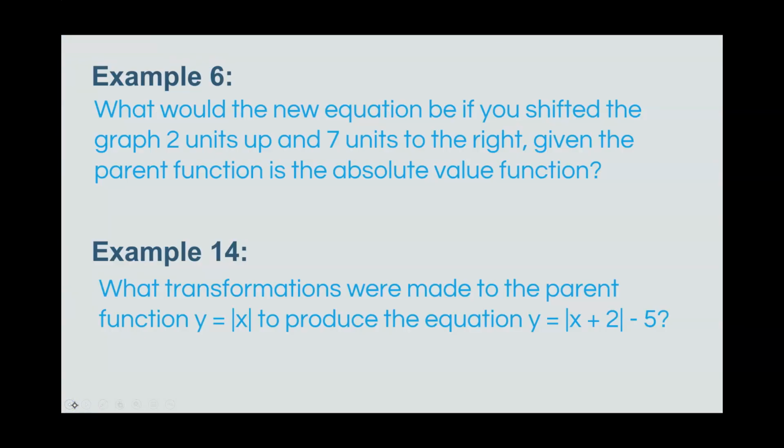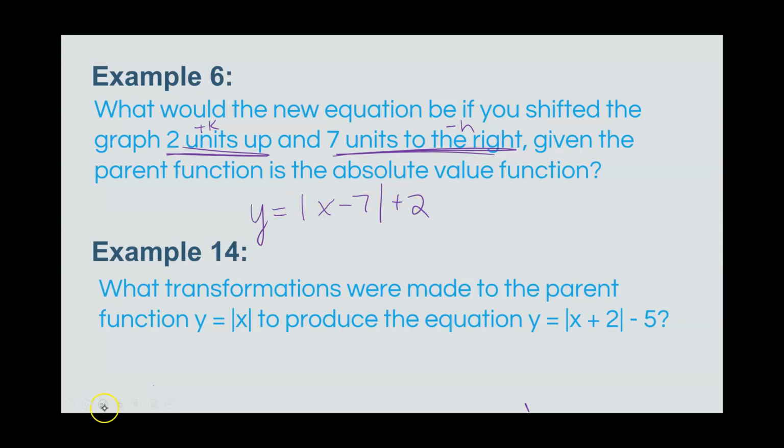So now what would the new equation be if you shifted the graph 2 units up and 7 units to the right? Okay, so 2 units up is your K value. They're out of order from reading it left to right, so you have to know K is up. So this is going to be a plus K. And then 7 units to the right means it's going to be a minus H. The 7 is going to come first, then the 2. So y equals the absolute value of x minus 7 plus 2.